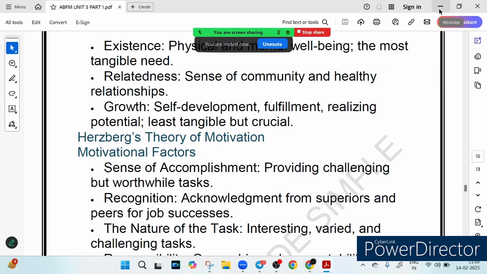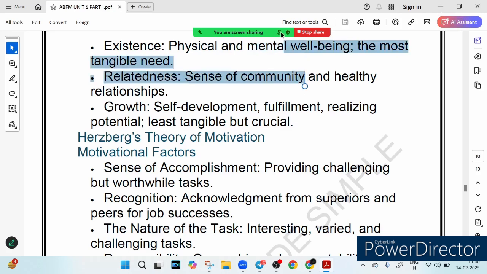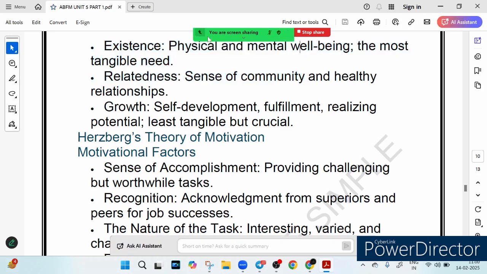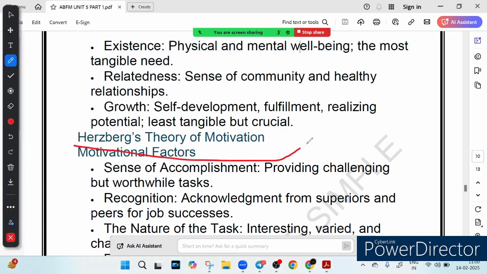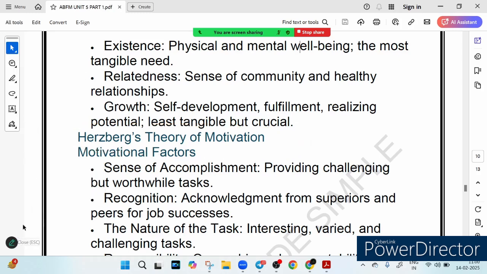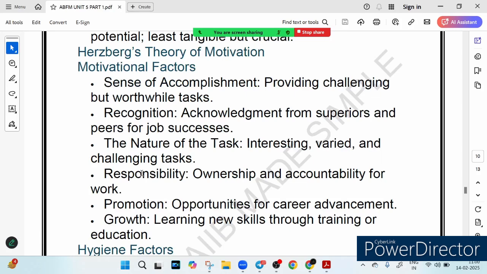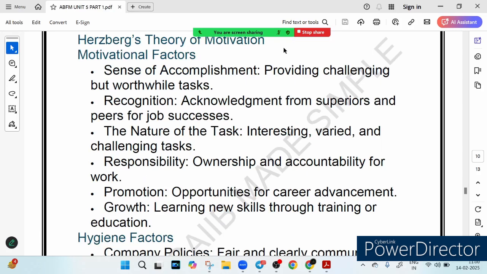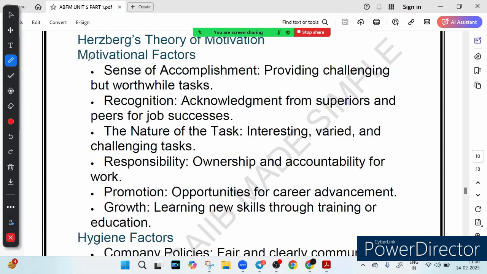Right. The Herzberg theory of motivation. So Herzberg's two-factor theory. Ever notice how some jobs feel fulfilling while others don't? So that is what Herzberg's theory is all about. Herzberg cracked the code by dividing workplace factors into two categories. So the first is called motivational factors. What makes you love your job, that is called motivational factors, as you can see it clearly written here.